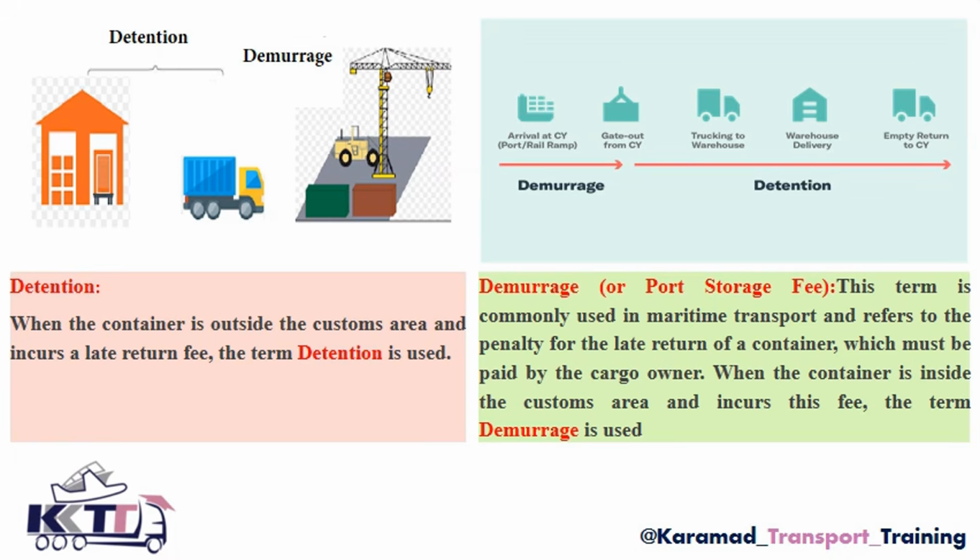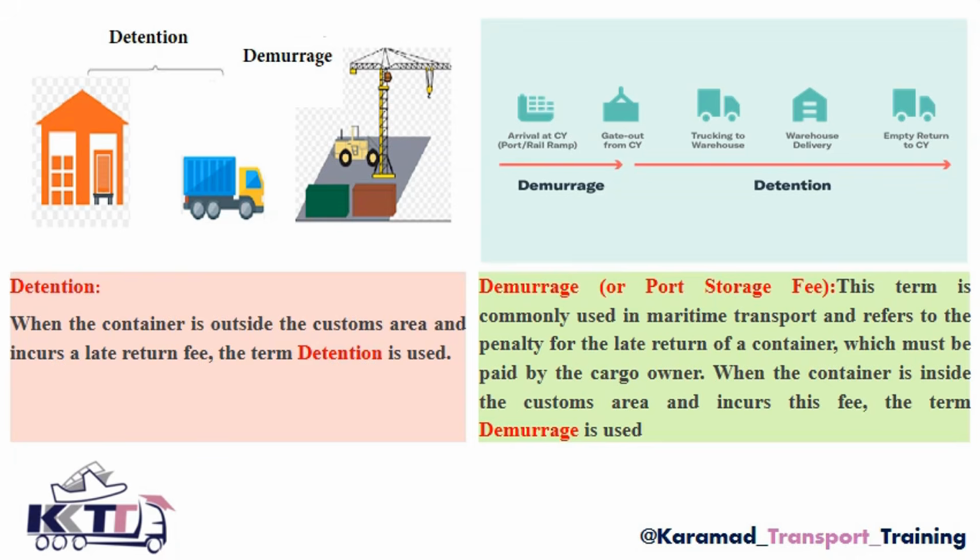As you can see in this diagram on the left side, you see a container actually placed on this truck, but it says that as long as this container is in the warehouse or outside the customs area, if a storage fee applies to it, it is called detention. But when it enters the customs area, it is called demurrage. On the right side of the diagram, it's exactly the same.